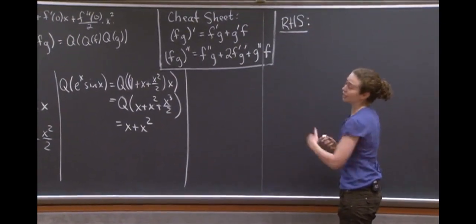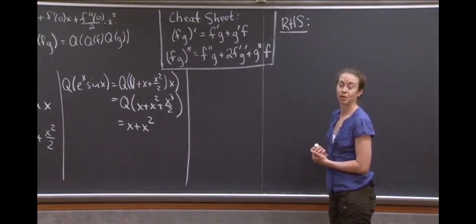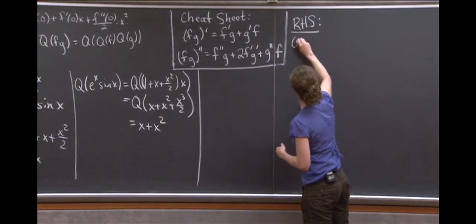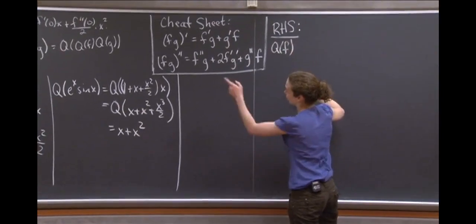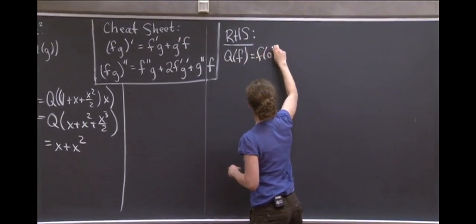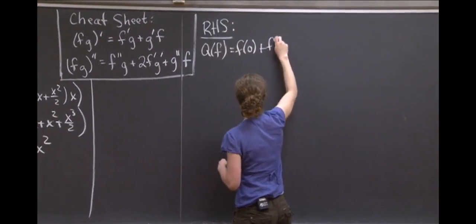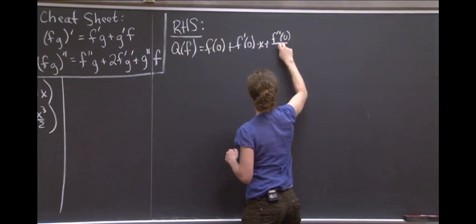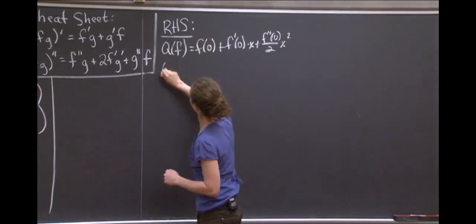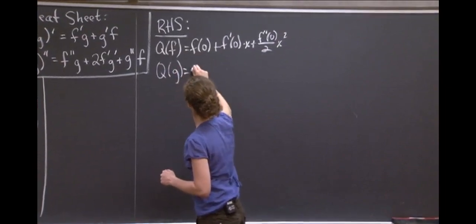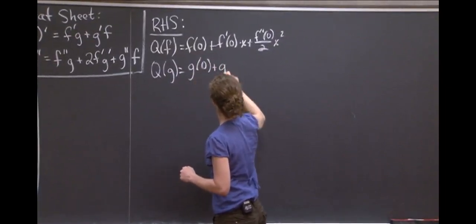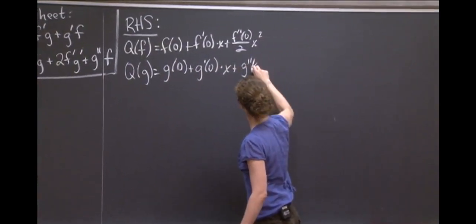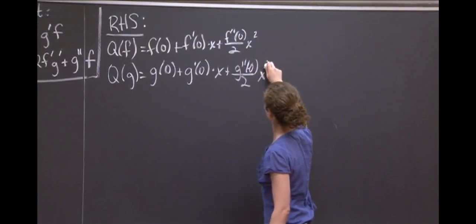Okay, so let's look at what's the quadratic approximation of f and what's the quadratic approximation of g, and then we'll take their final quadratic approximation. So q of f, we have exactly what we need there: f of 0 plus f prime of 0 times x plus f double prime of 0 over 2 x squared. Q of g is equal to g of 0 plus g prime of 0 times x plus g double prime at 0 over 2 x squared.